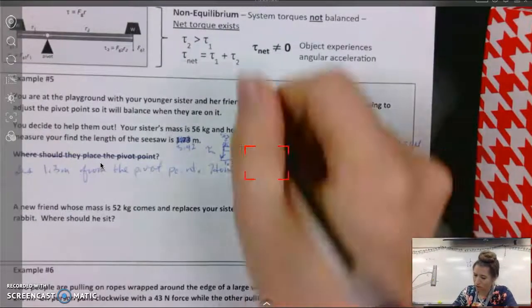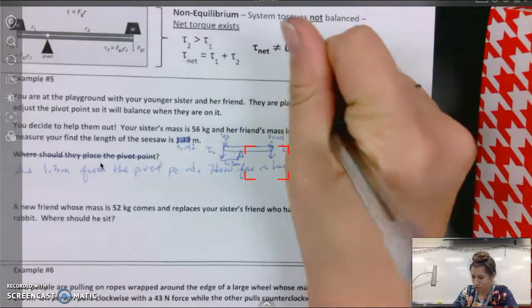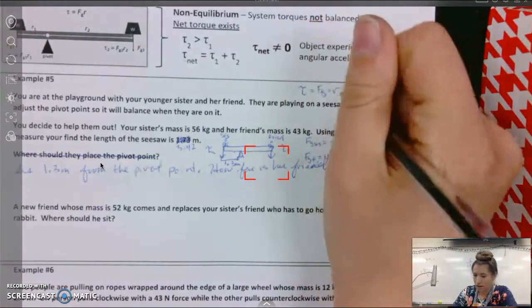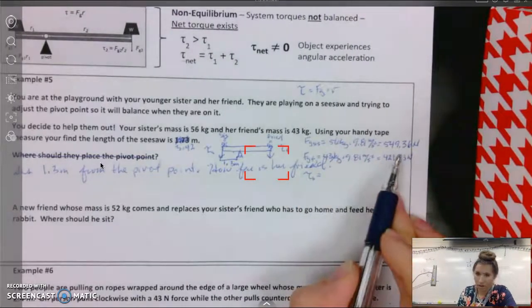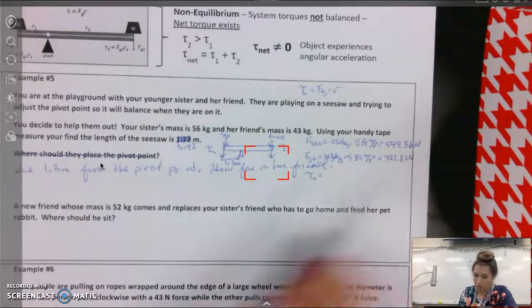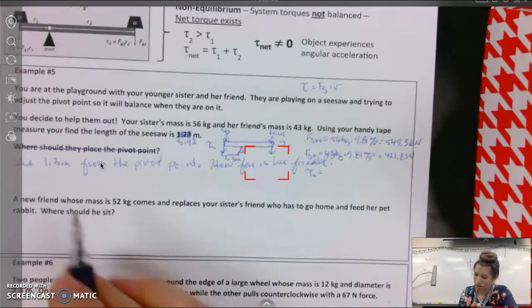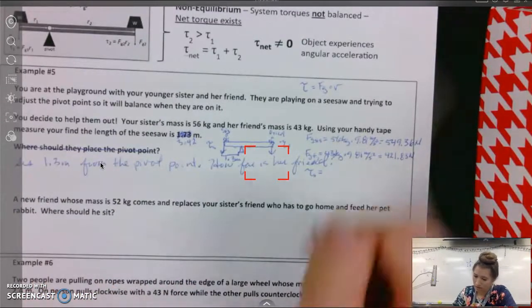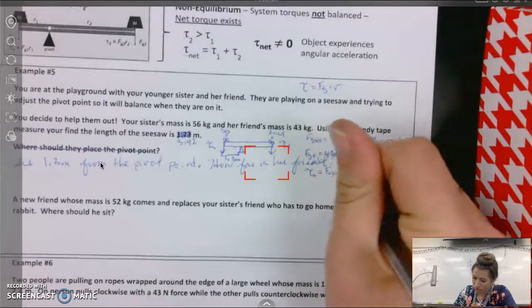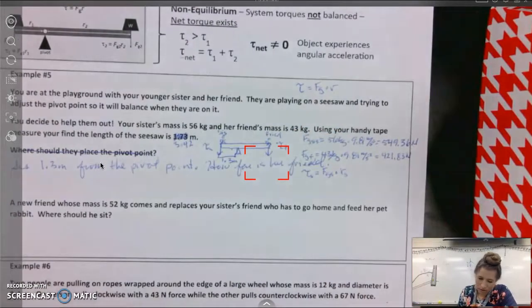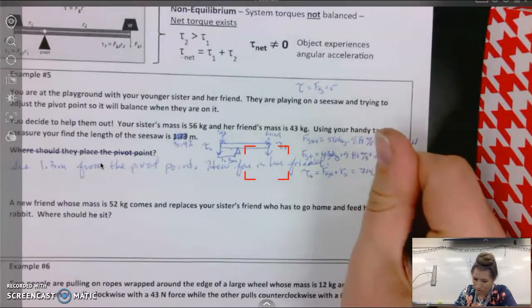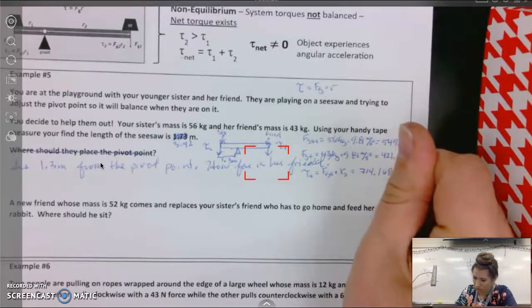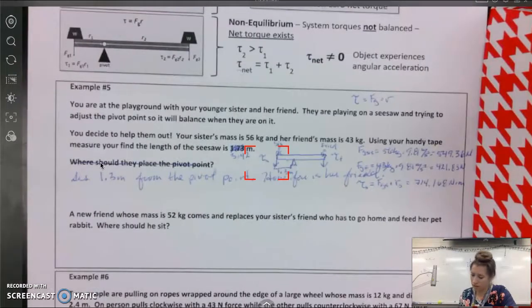We know that torque in this situation is force due to gravity times R. So the torque of the sister will be that force due to gravity times that distance away, the 1.3. Okay? So I'm going to take the force due to gravity of the sister times R of the sister. And I'm getting a torque of 714.168 newton meters. Okay, so we have a lot of great information here.